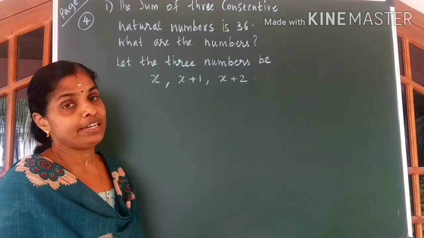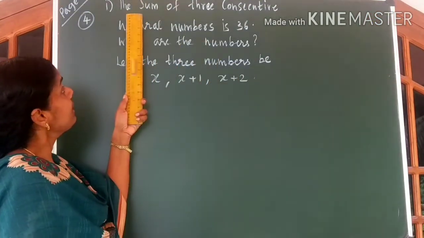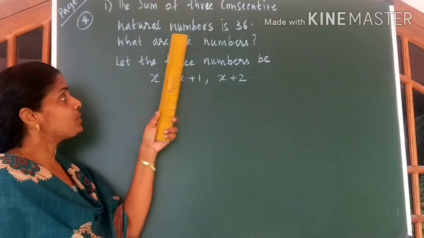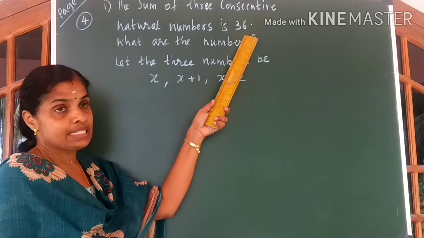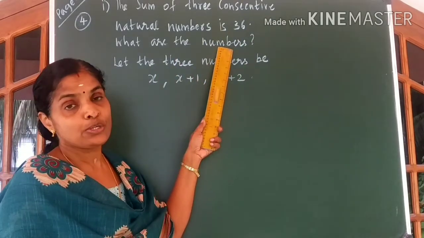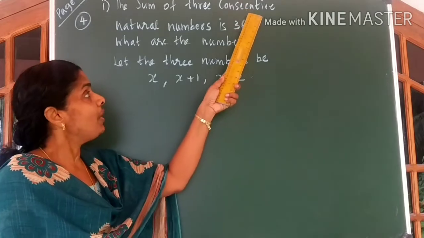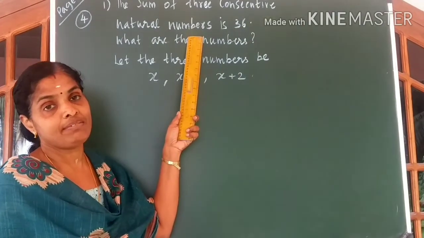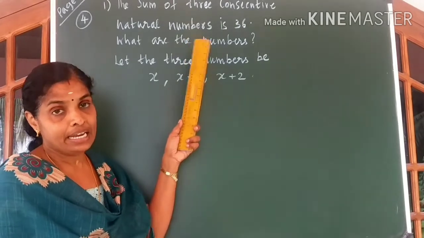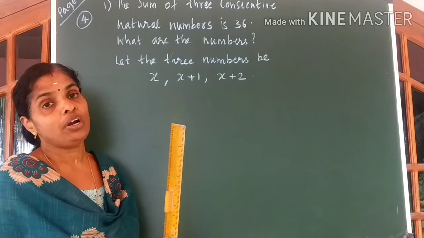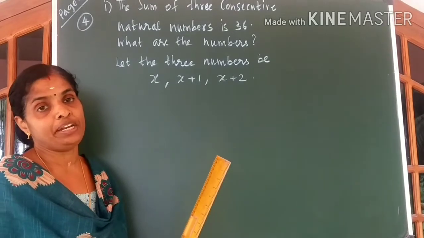First part of the fourth question. The sum of 3 consecutive natural numbers is 36. What are the numbers? Children, you should know the meaning of consecutive natural numbers. What are consecutive natural numbers? The numbers which differ by 1 are called consecutive natural numbers.